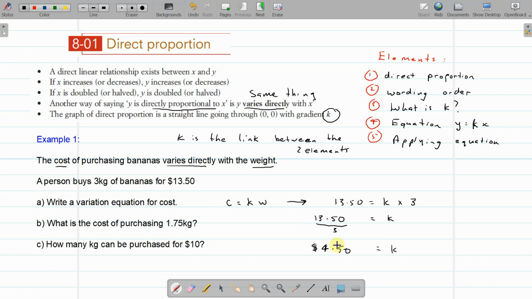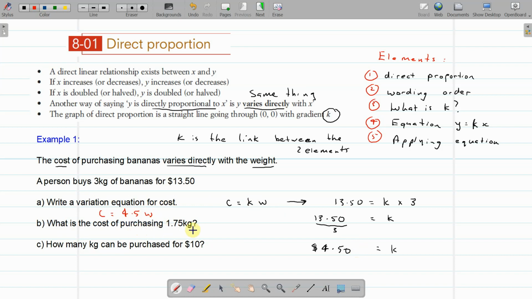After we've done all that, we can write the variation equation to apply to these two. Going back to here, now we know what k is, so we use this scenario to work out these. So after all that, the cost equals 4.5 times the weight. Whatever the weight is, you multiply by 4.5 and you get how much it costs. That's the variation equation. To get it, we've got to do this process, which I'll go back over in a sec.